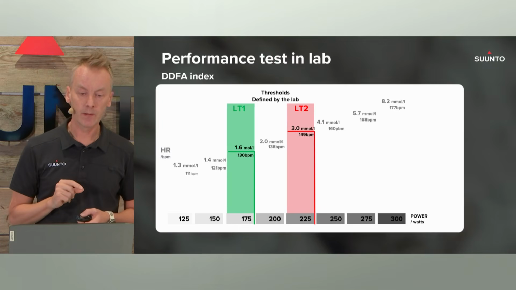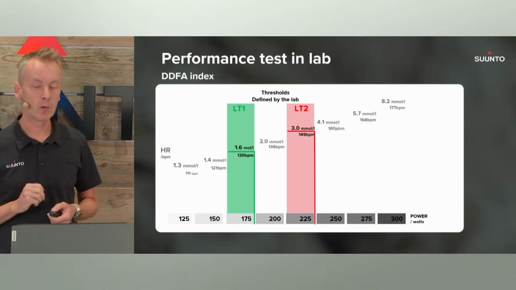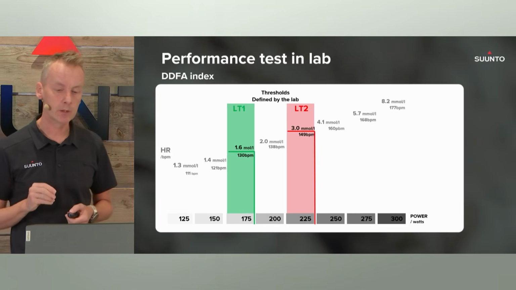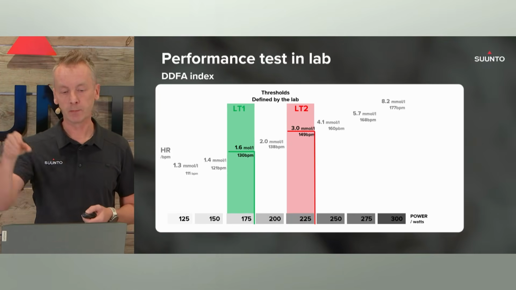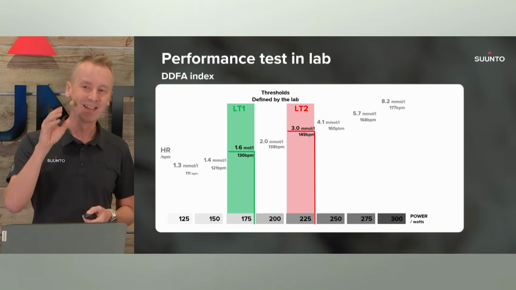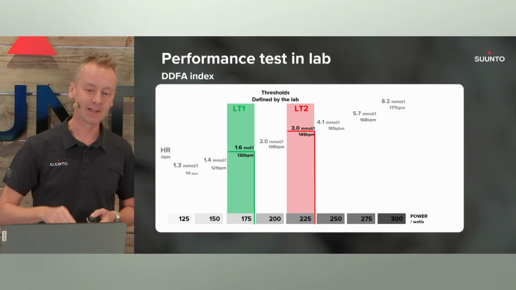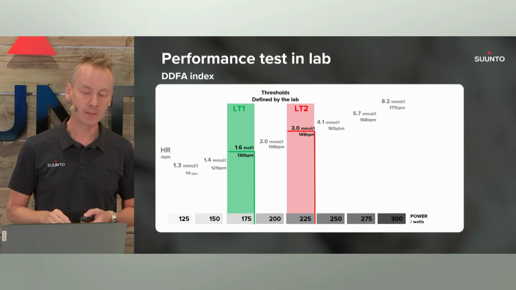that, okay, at the 130 beats per minute and at the power 175, that's my aerobic threshold. And then at 225 power, that's, by the way, not my data. I have bigger power. That's the anaerobic threshold, the 149 beats per minute.